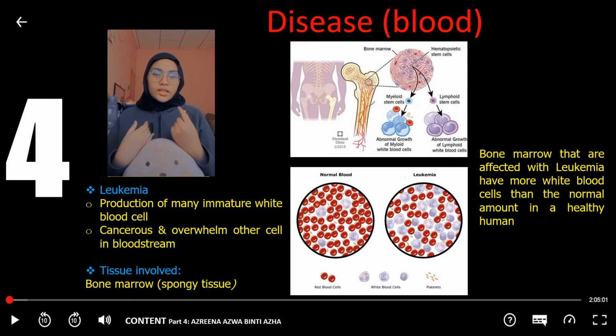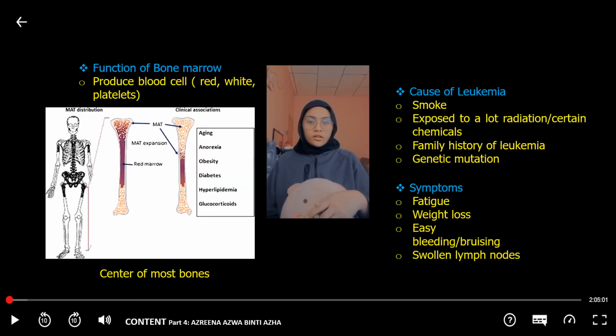From the picture, we can see that the normal human has more red blood cells compared to a leukemia patient, who has more white blood cells in the bloodstream. Moving on to the function of bone marrow: it helps in producing blood cells such as platelets, red and white blood cells, and is located at the center of most bones.